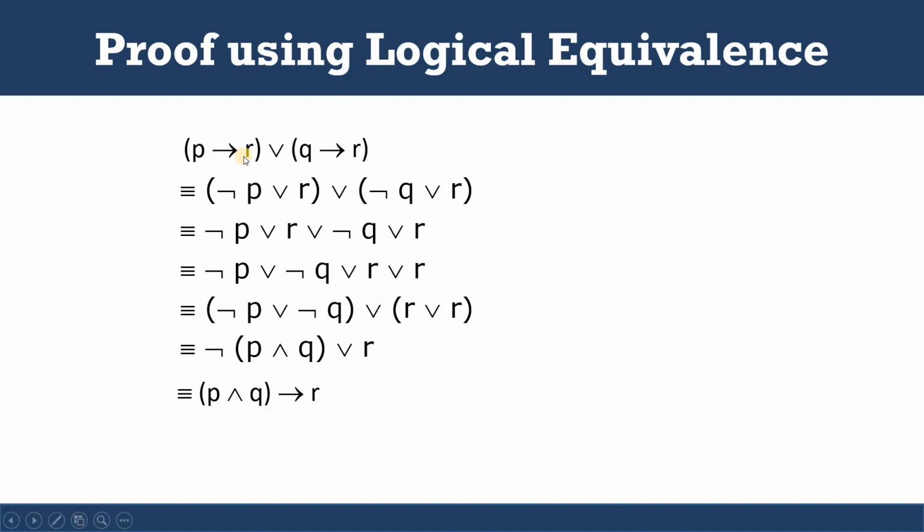So how does that happen? আমাদের compound propositionটা দেওয়া আছে P implies R or Q implies R. So by using the laws of implication, আমরা P implies R কে not P or R বলতে পারি। Same ভাবে Q implies R কে not Q or R বলতে পারি। So P implies R is equivalent to not P or R. Q implies R is equivalent to not Q or R. So these two expressions are replaced by these expressions.